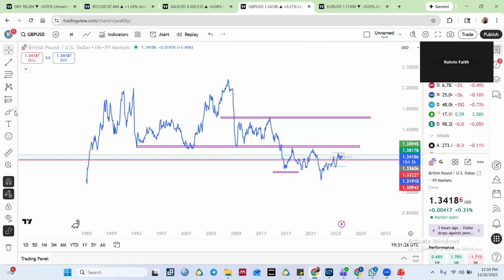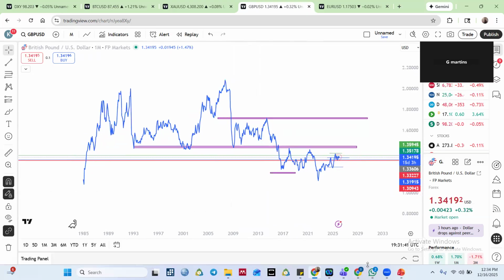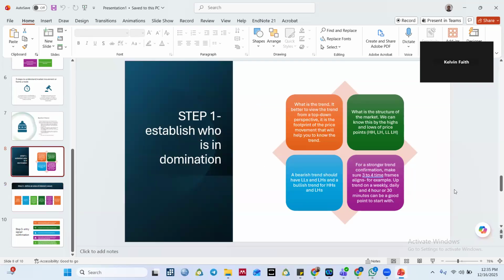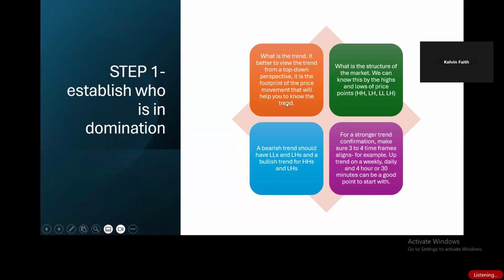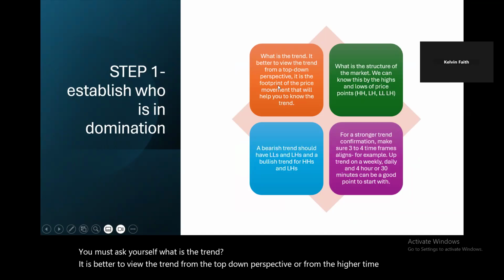Okay, good. If the sellers are in charge, what do we need to see to say that sellers are in charge? We've seen a break of structure. So from step one, we are saying that you need to establish who is in domination. To do that, you must ask yourself, what is the trend? It is better to view the trend from the top-down perspective or from the higher time frame. So I just moved to the higher time frame.